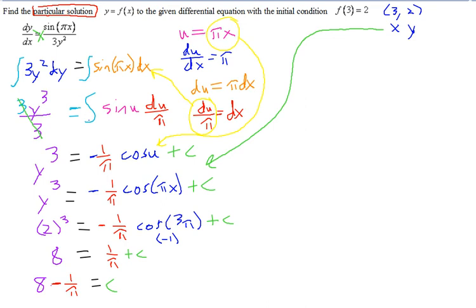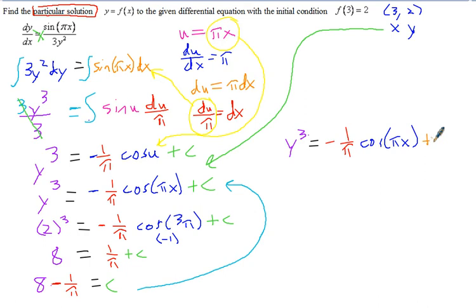And then we can take that c value and substitute it right back in here. So then we just have y cubed equals negative 1 over pi cosine of pi x. And we just figured out c is plus 8 minus 1 over pi.